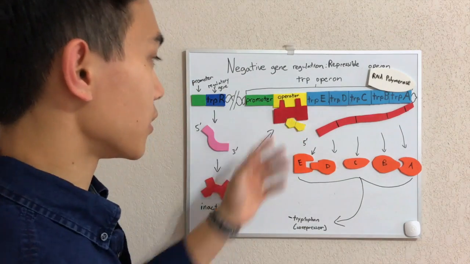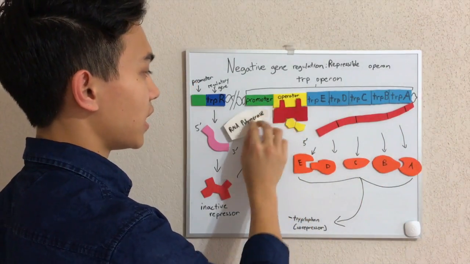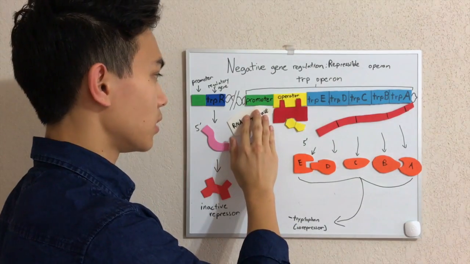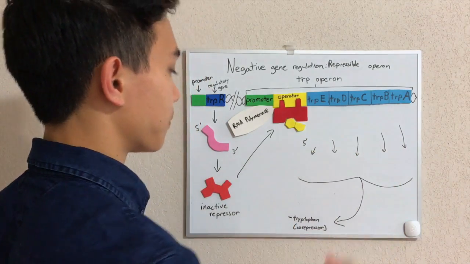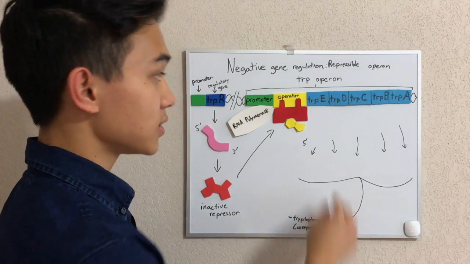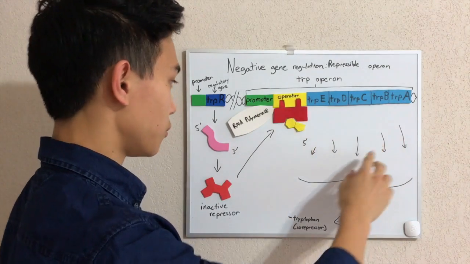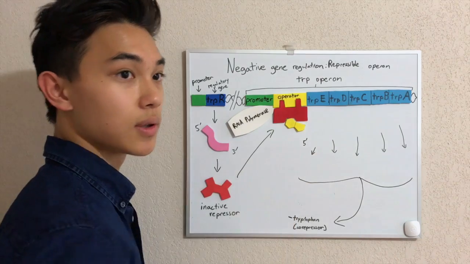Now, when this has occurred, RNA polymerase will not be able to transcribe any more genes in the TRP operon, and all of this will stop occurring. So this is negative gene regulation in that the product of this operon, which is tryptophan, is the cause of its own stoppage.